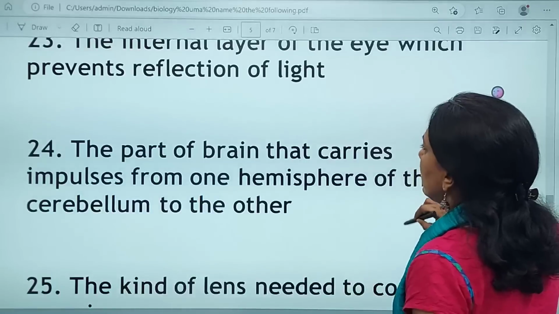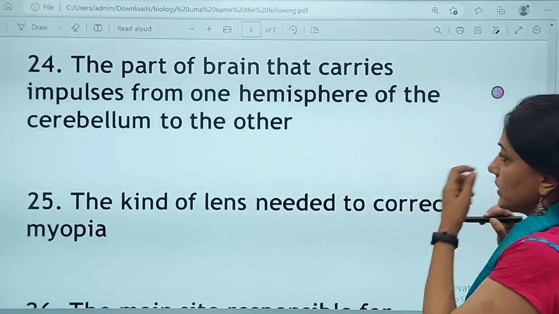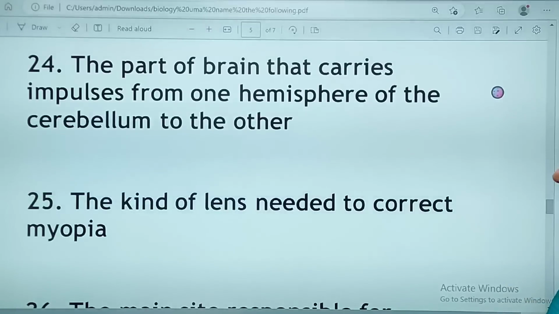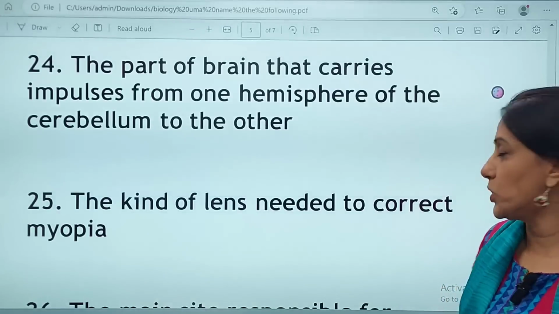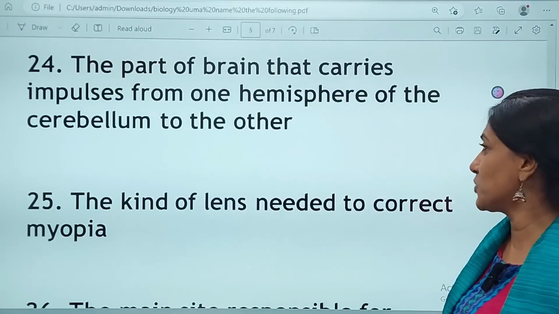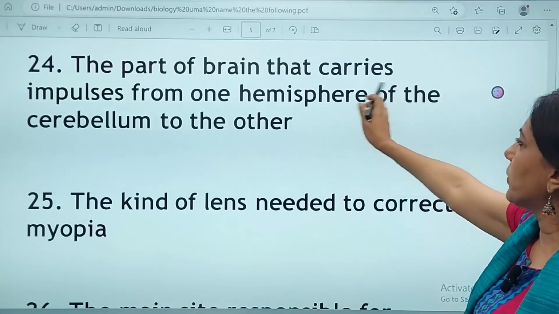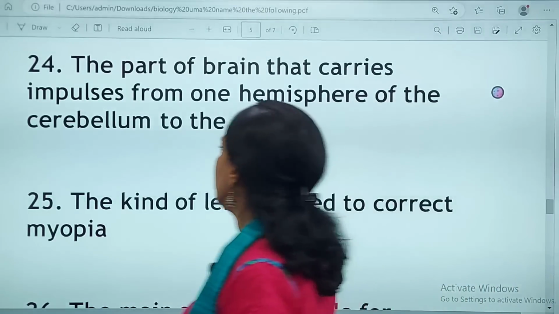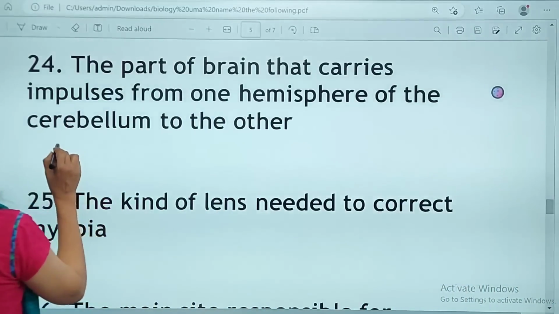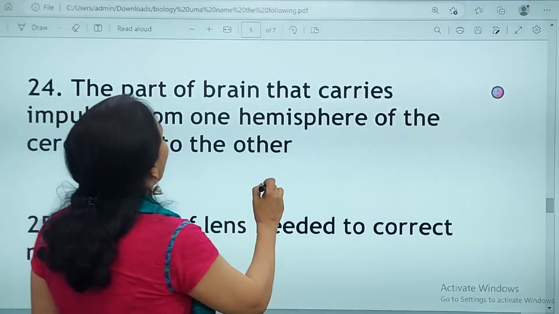Okay. Now, the part of the brain that carries the impulses from one hemisphere of the cerebellum to the other. I'm going to trick you into getting multiple questions in this so that you get practice as well. So the part of the brain that carries impulses from one hemisphere of the cerebellum to the other is called, it's a very simple one. It's called, okay, I need to go back to my pen.